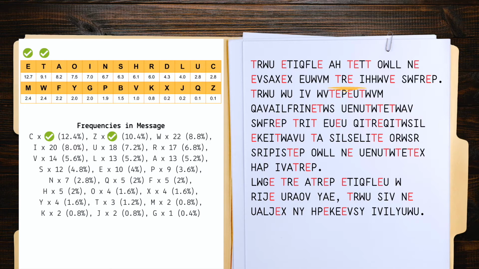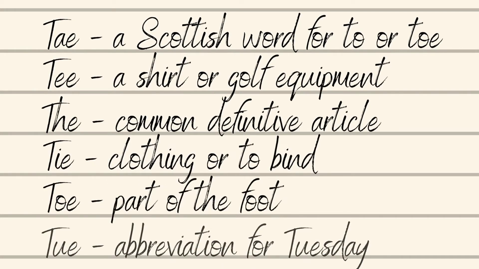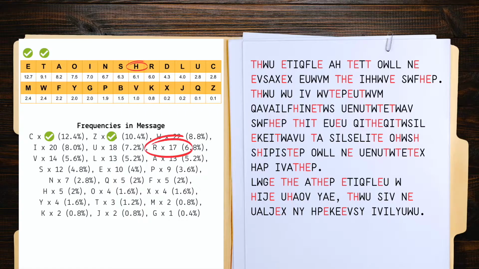There are 6: tae, tea, the, tie, toe, and tee. Now, T isn't possible because we've already found which letter represents the letter E. So it must be one of the other 5. The most common of these is "the." So let's see what happens if we replace the letter R with H throughout the document. So looking at this, the letter doesn't look wrong anywhere else.